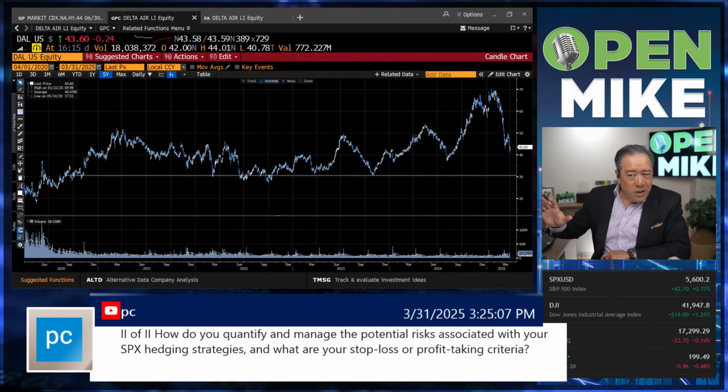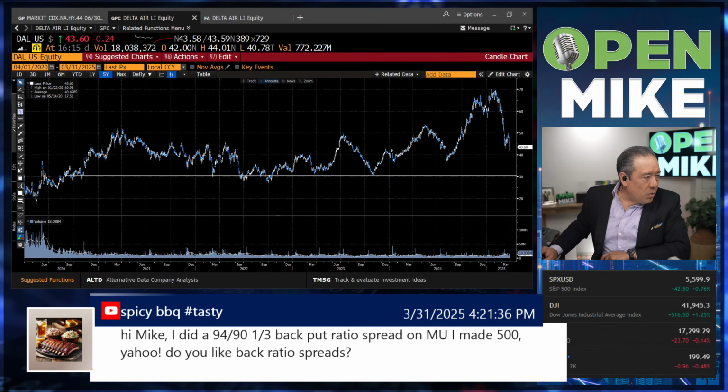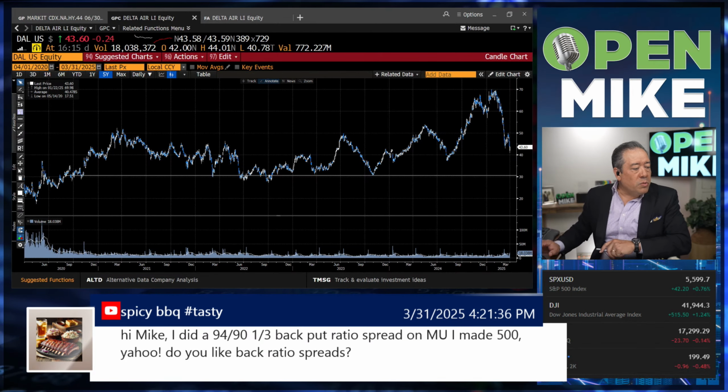So the absolute dollars, that's not how I think about skew. Implied volatility is the way to think about skew. Different things impact the value of an option in terms of price. So, spicy barbecue. I did a 94.90 1/3 back put spread ratio on Micron. I made $500. Do you like back ratio spreads?